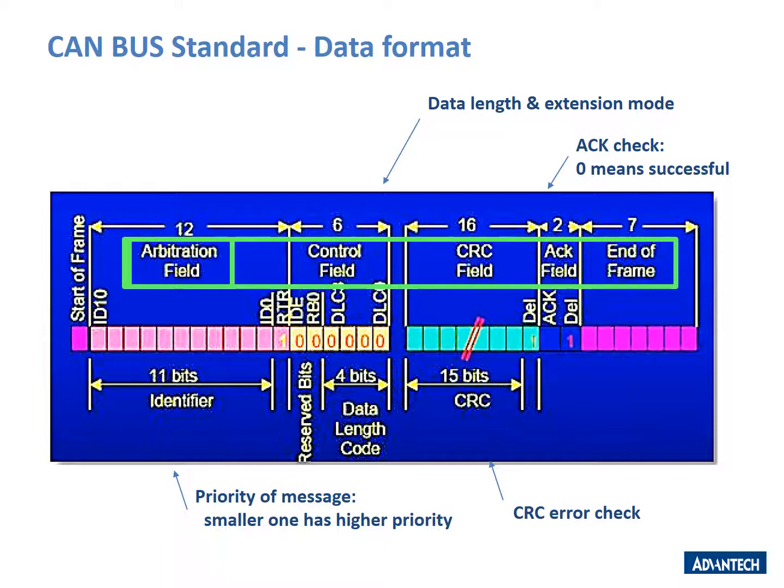Next, the control field contains the number of bytes of data being transmitted. The CRC and ACK are used for transmission error detection. If one or more errors are detected, the transmission is aborted, which prevents other stations from accepting the message. Finally, the end of frame marks the end of the CAN frame message.